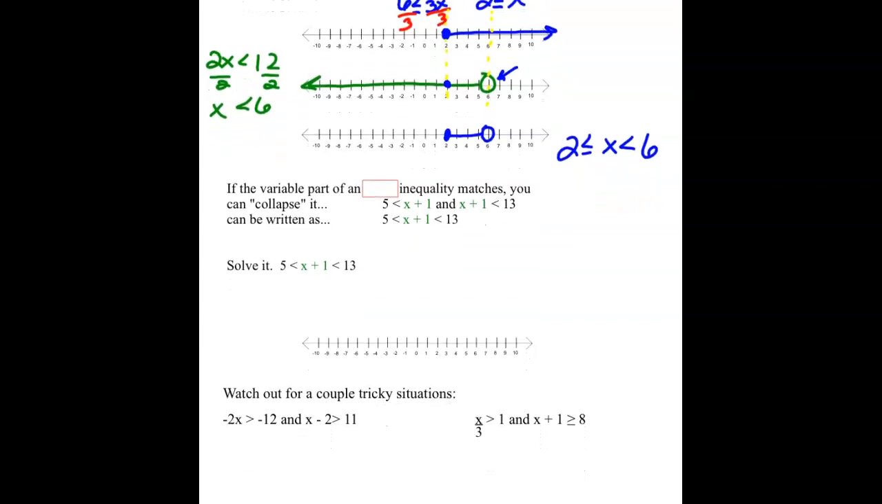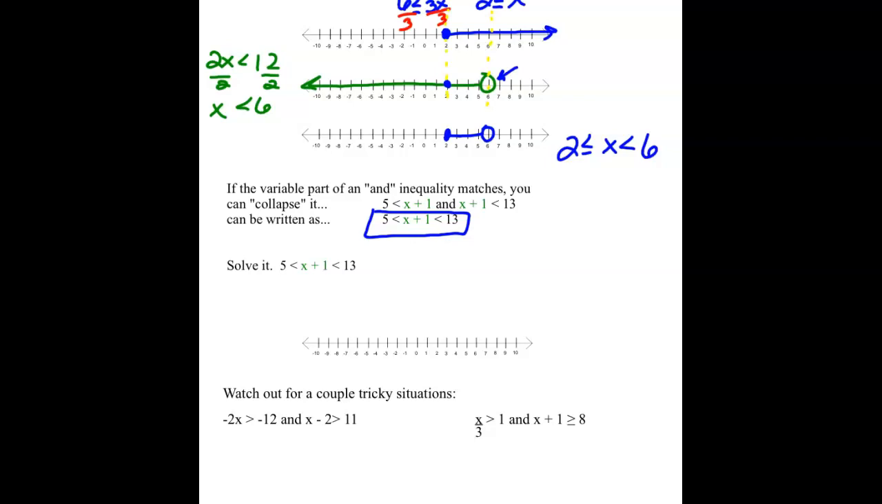If the variable part of an "and" inequality matches, then we can collapse it. So for example, if I said 5 is less than or equal to x plus 1 and x plus 1 is less than 13, because these are the same, we can collapse this down into one, what we'd call a compound inequality. Keep in mind that this really stands for 2 separate inequalities. We've just been able to combine them. So we really are solving 2 inequalities at the same time.